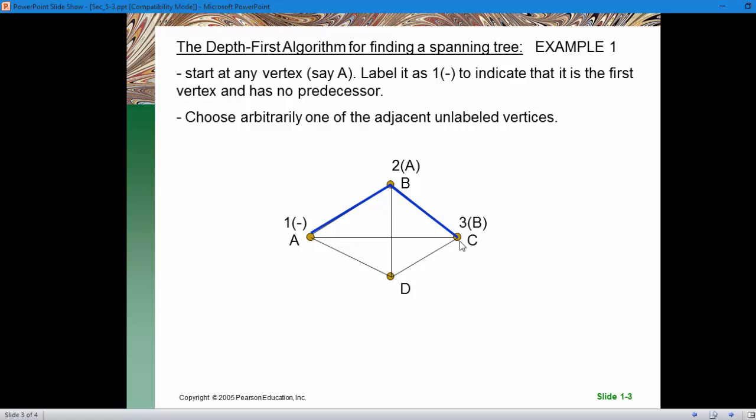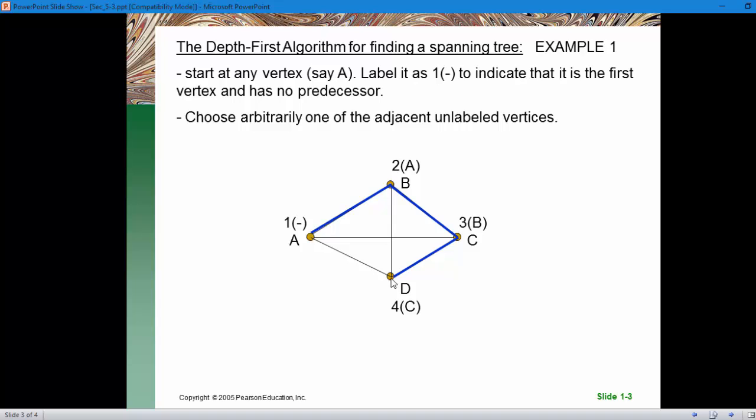Now we continue from C. From C, we look and we see the adjacent vertex D. And we go there. And then we continue from D. From D, I look and I don't find any adjacent vertex that is not labeled. So that means there's no place I can go from here. So I reach the end of the tunnel here.